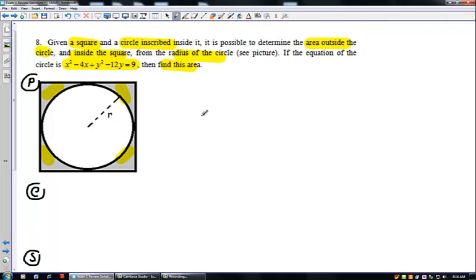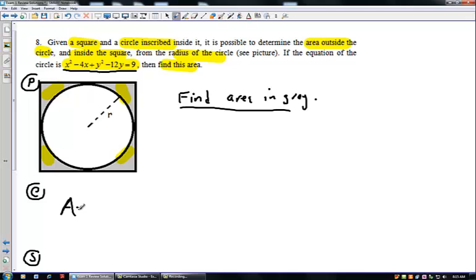So my picture, this is already given to me, and so I usually write down what they want. So I want to find the area in gray. That's what I'm actually looking for. And I have this formula here for the actual circle. So eventually I'm going to use that to solve for the radius. But the actual equation for the area is A equals. And to find the area in gray, the idea is let's find the area of the square and take away the area of the circle.